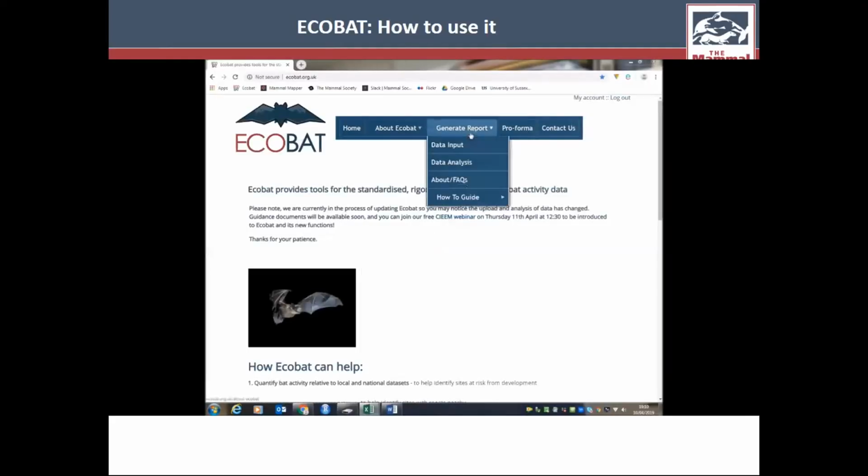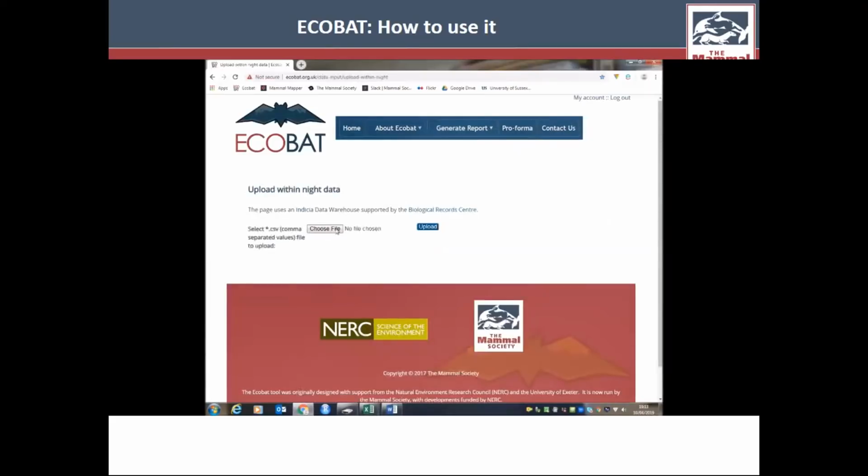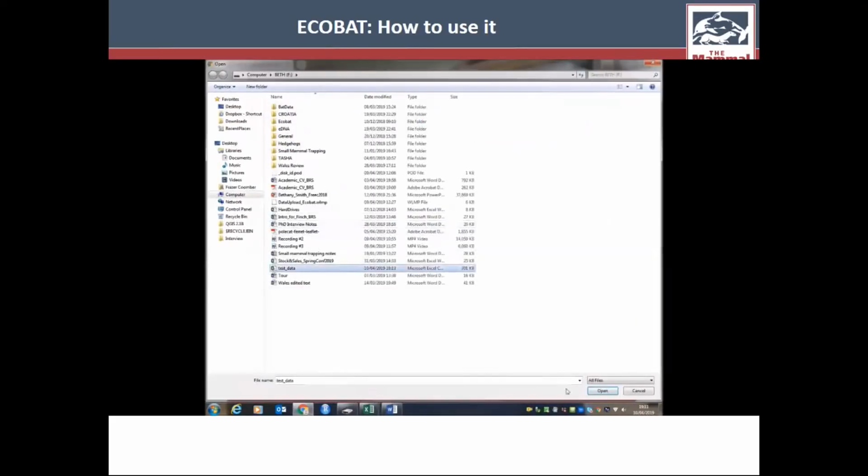So then to get back onto the website and upload it, it's just data input. Choose the file that you need to upload.